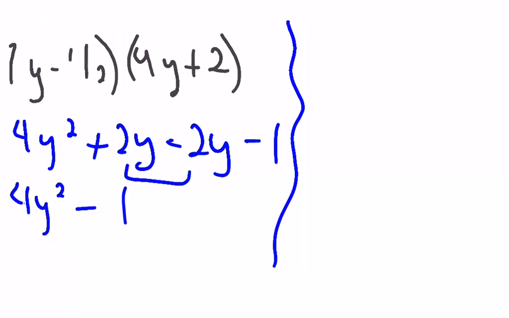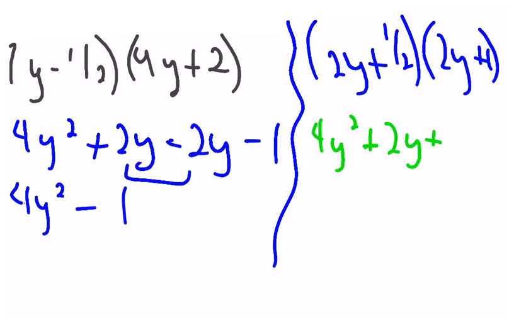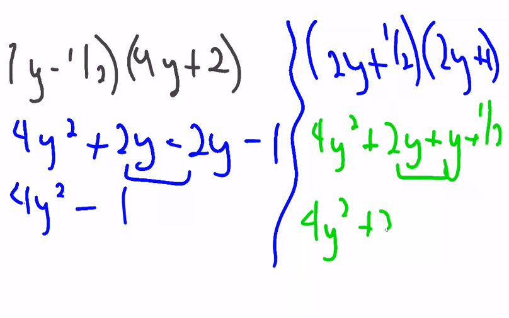Now let's look at the other foiling. Same kind of concept. So 2y times 2y is 4y squared. 2y times 1 is 2y. Half times 2y is half of 2y, which is just y, 1y. Half of 1 is 1/2. Combine like terms, so we have 4y squared plus 3y plus 1/2.